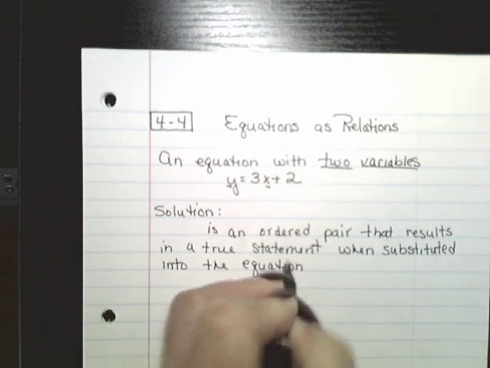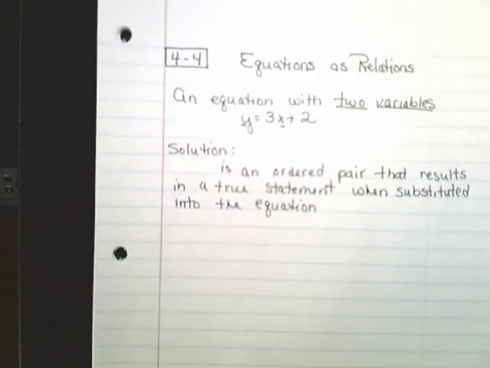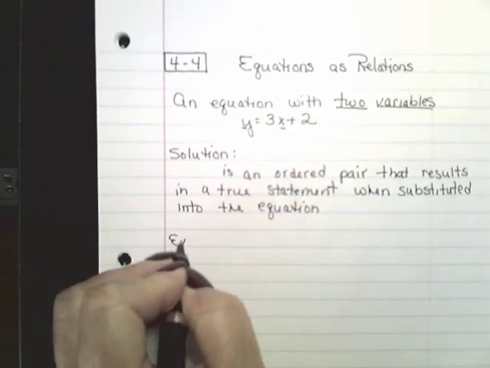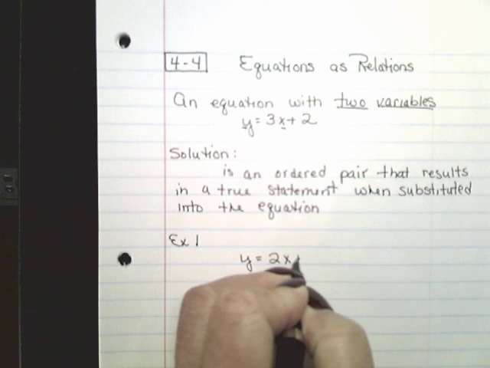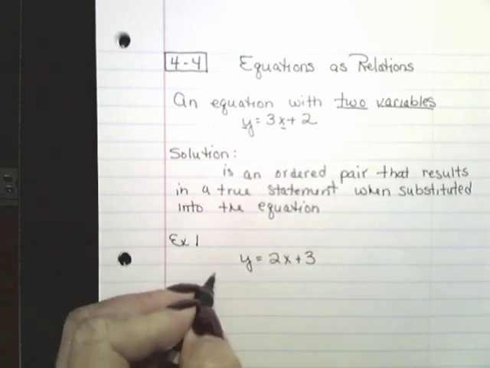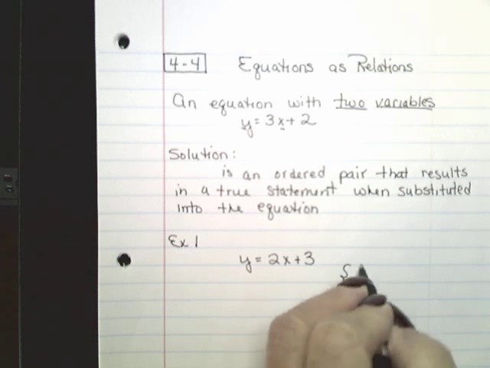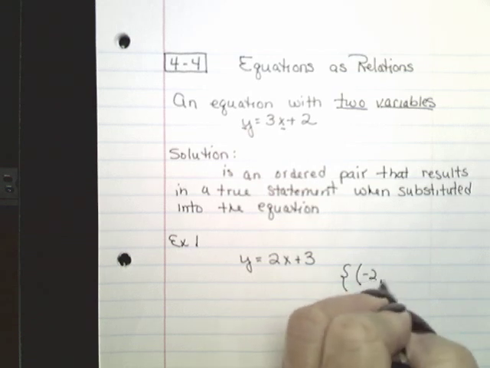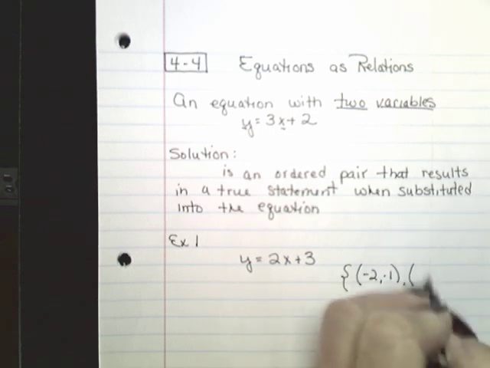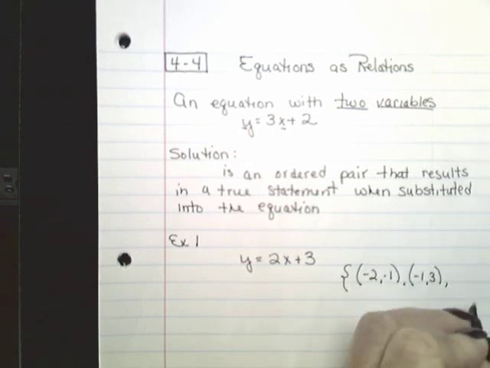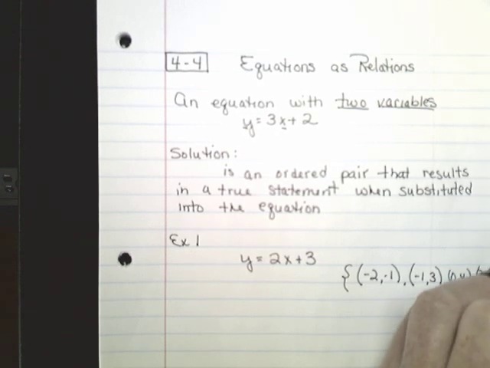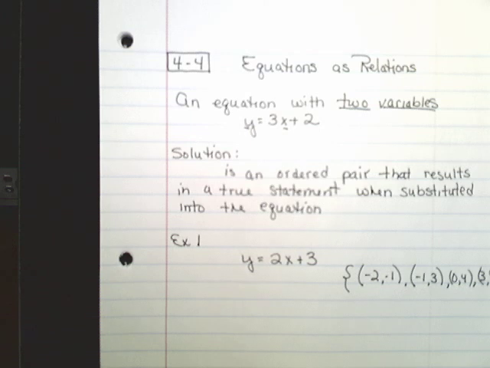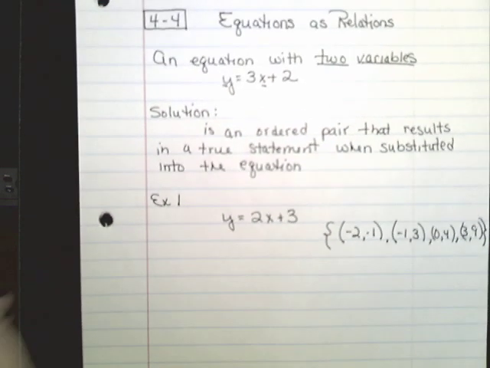So I'm going to do 3 examples, and we're going to be looking for something different in each example. All right, so example 1, the equation is going to be y equals 2x plus 3. And I'm going to give you a replacement set. So these are the ordered pairs: (-2, -1), (1, 3), (0, 4), and (3, 9). Now we want to know if any of these ordered pairs satisfies this equation. Is it a solution for each one of these ordered pairs?